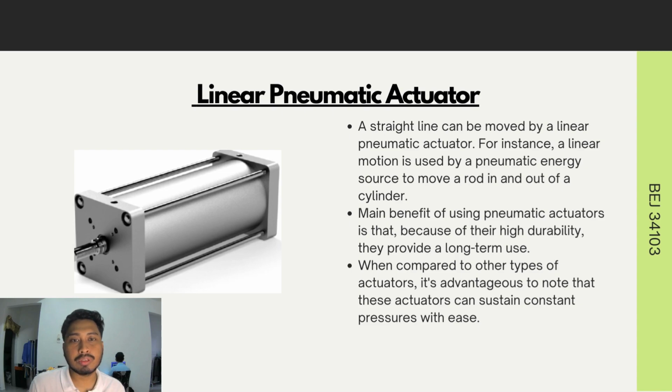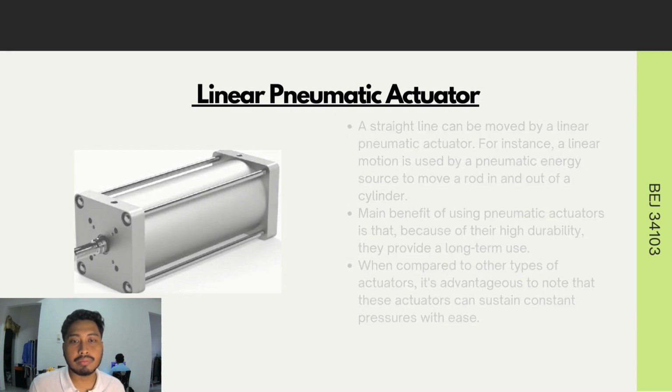And for the linear pneumatic actuator, it moves in a straight line, and it uses a pneumatic energy source to move a rod in and out of a cylinder. The main benefit of using pneumatic actuators is their durability, and they provide long-term use. So when we compare to the others, it can sustain constant pressures with ease.